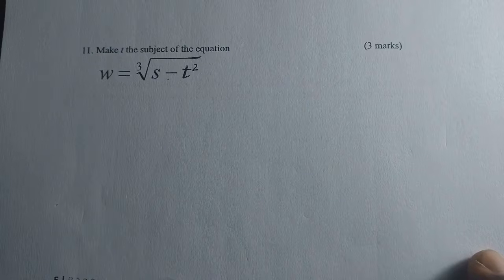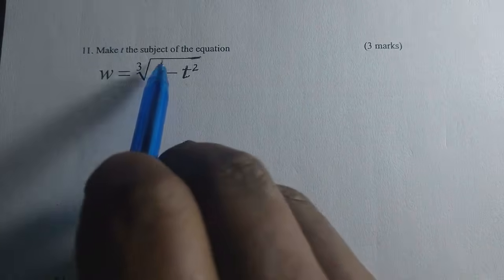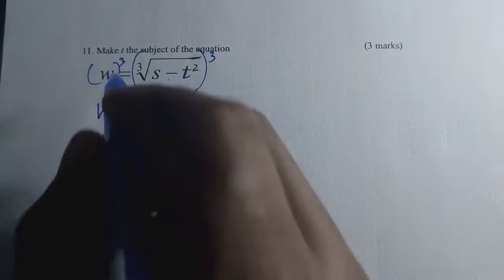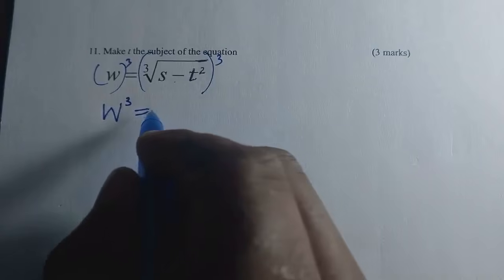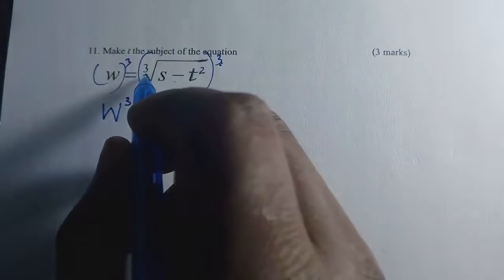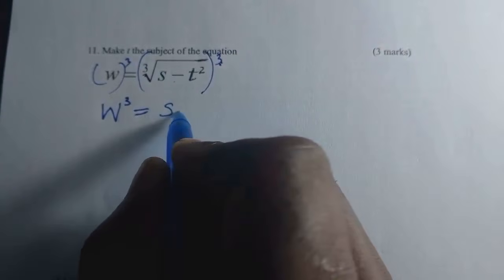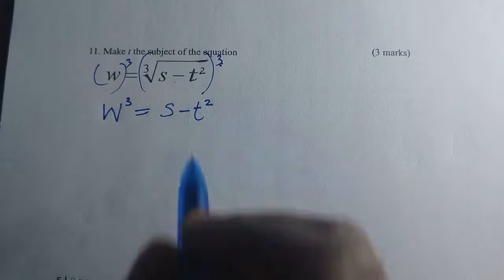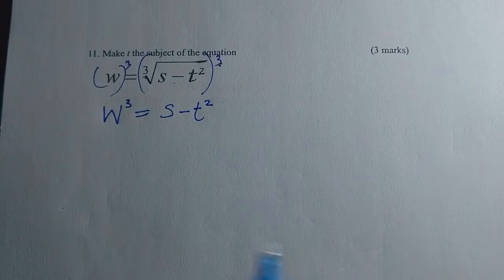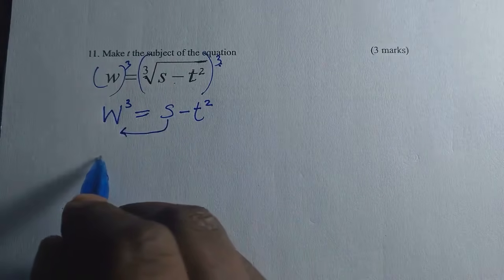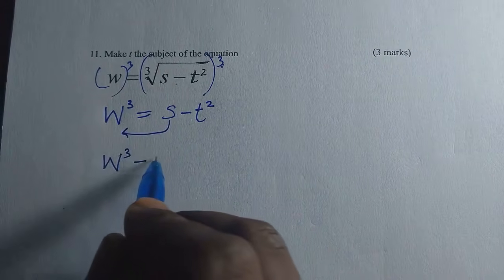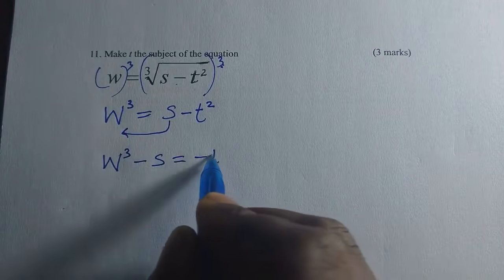Of the formula, make t the subject of the formula. So first I need to remove the cube root. How do you remove the cube root? You cube both sides. So we have the cube and the cube root cancel out. We will remain with s minus t squared. We want to make t the subject, so definitely we will bring s to the left side. w cubed minus s is equal to minus t squared.